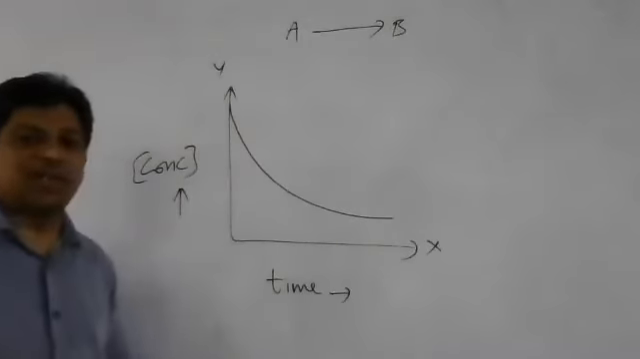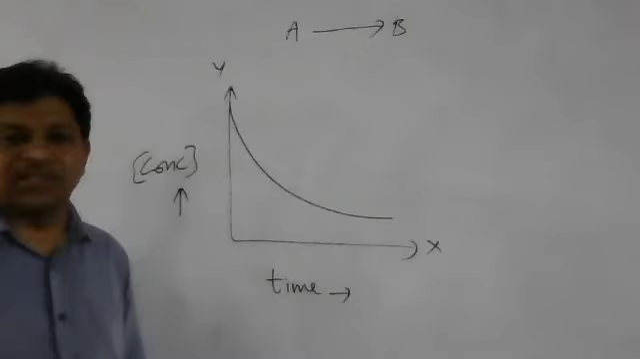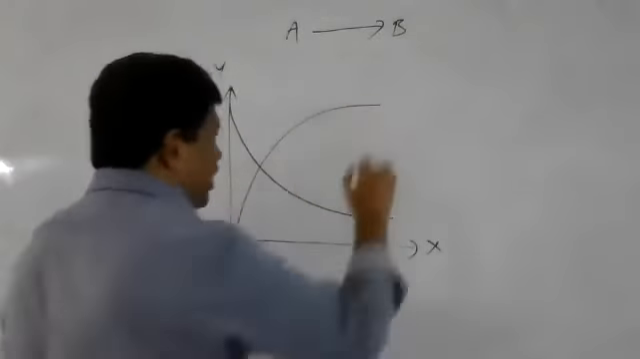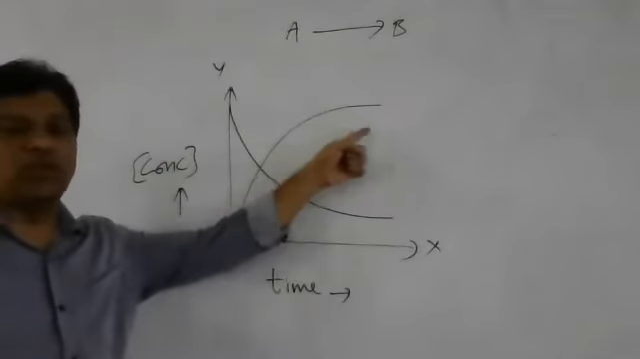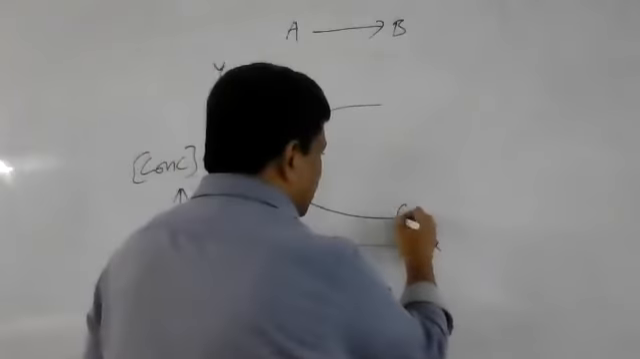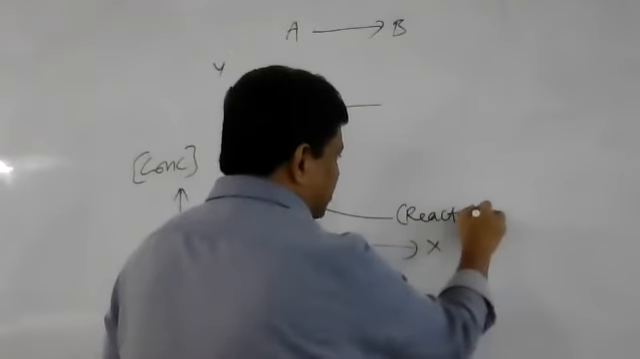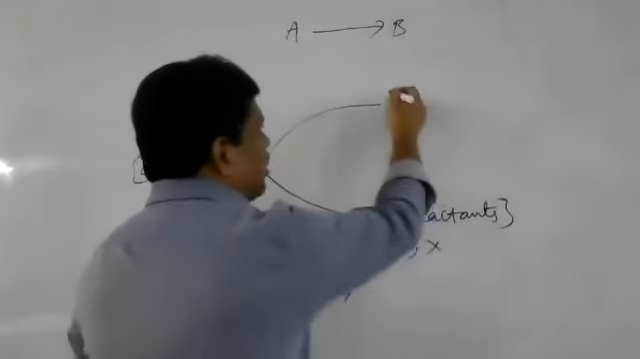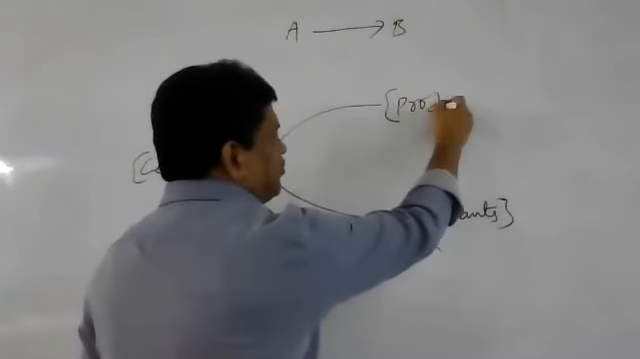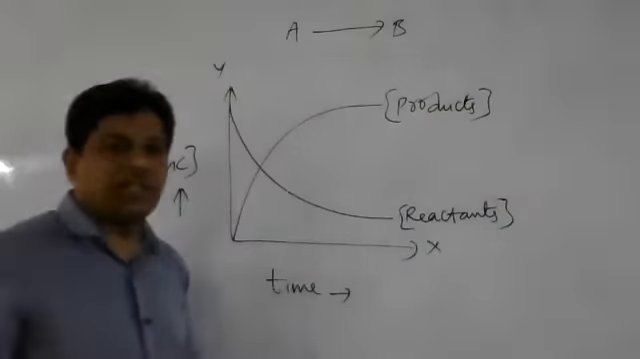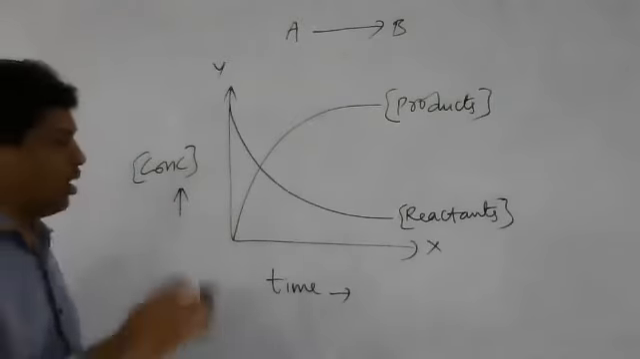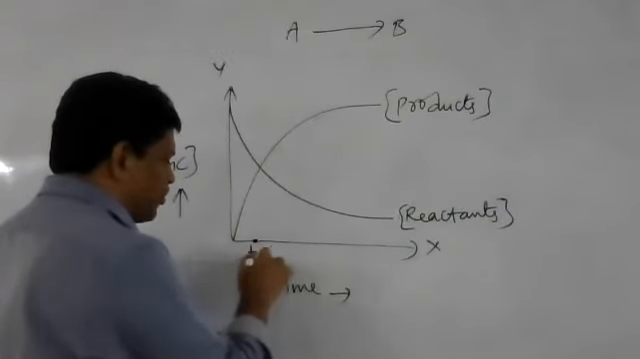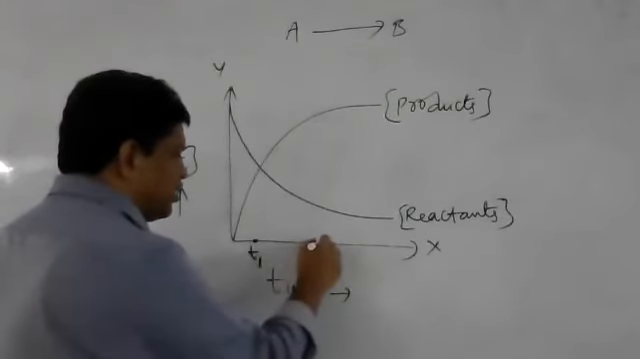So this curve is about what now? Reactant concentration. The concentration of reactant is decreasing here. And what about this curve? This curve is representing the products. Concentration of reactants decreasing, and concentration of what? Products. Concentration of products increasing. Right, now at T1 time and T2 time.